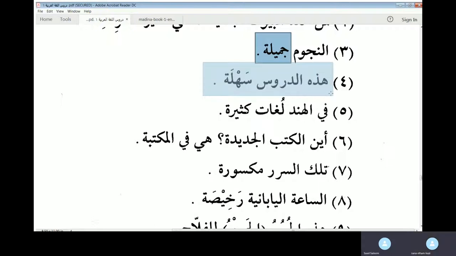So we should say Jamilatun? Yes. If it is not plural and it is just Najmun, then it is Jamilun. An-najmu jamilun. Najm is a masculine word. Hazihil durusu sahlatun. These lessons are easy.